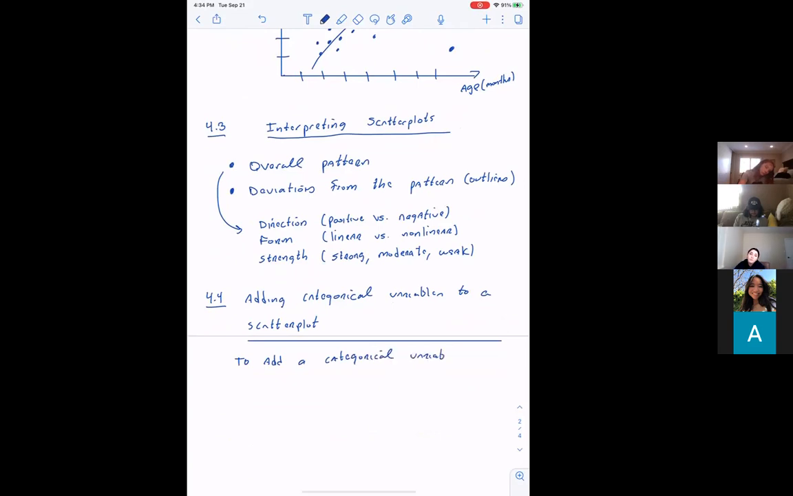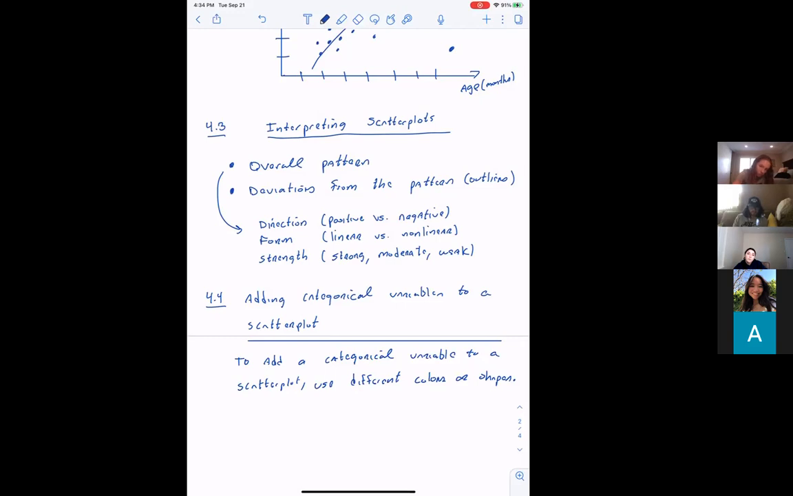So for 4, very straightforward, to add a categorical variable to a scatter plot, use different colors or shapes. I don't even know if, the book just says use colors or shapes. Can anyone think of anything else besides colors or shapes that you might use?